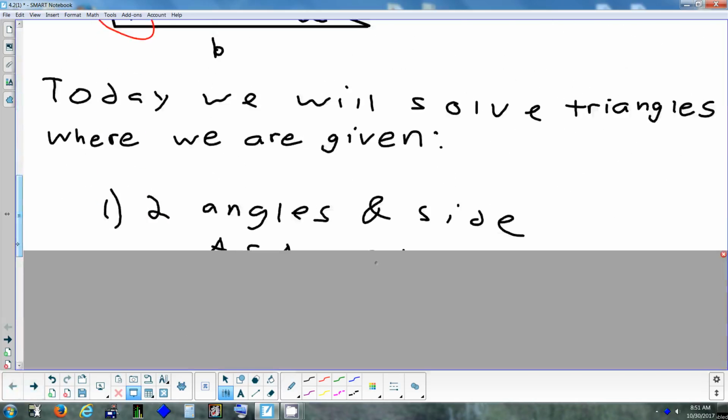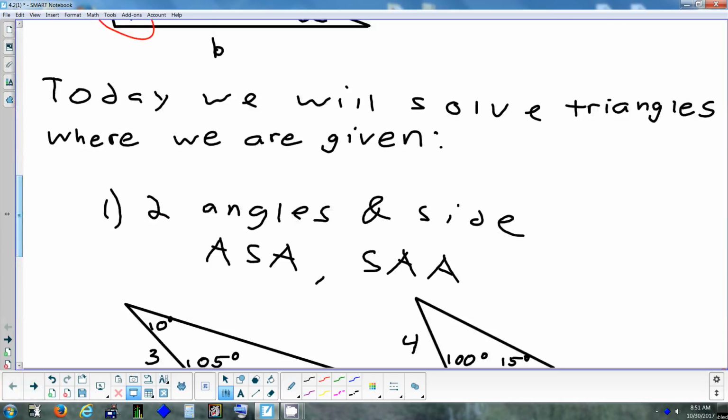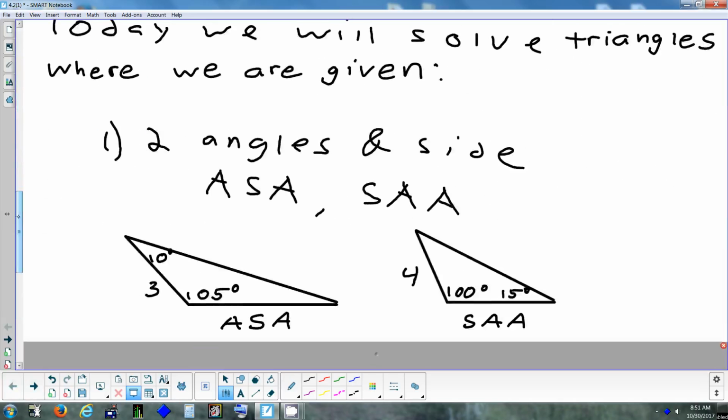But there's a couple ways that they can give you two angles and a side. Here's two different cases where in both of them you're being given two angles and one side. The difference is that in the first one, they're giving you two angles and the side that's between them. Think of it as the side that's connecting these two angles. That's ASA.